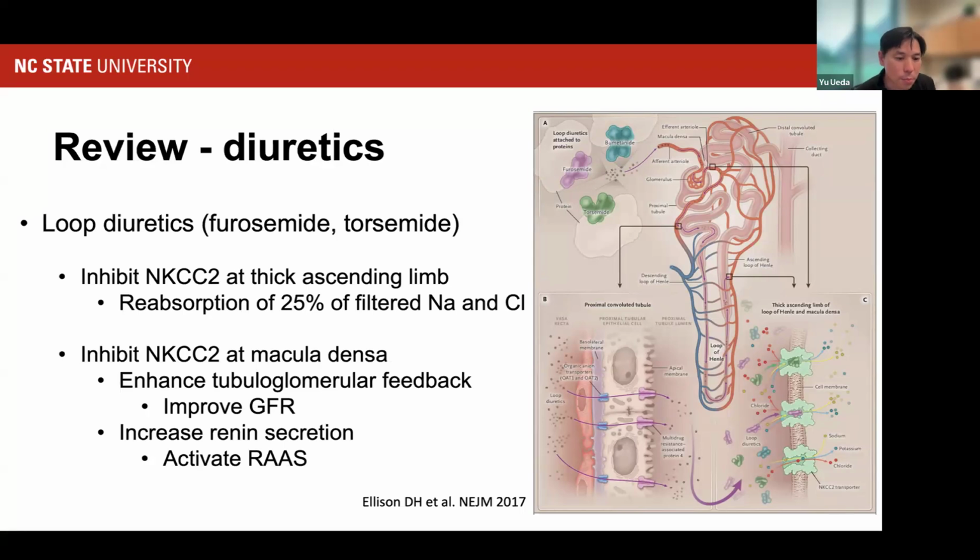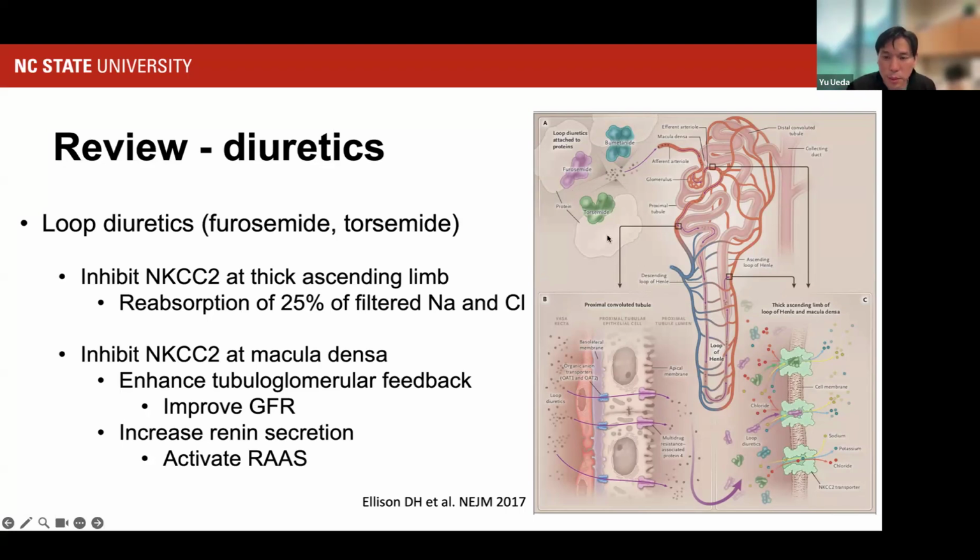These macula densa cells are important chemoreceptors sensing the sodium chloride, especially the chloride, and that enhances the tubuloglomerular feedback system, especially when there is a decreased GFR. A decrease in the sodium chloride sensed by the cells improves the GFR. But the activation of this system also increases renin secretion from the juxtaglomerular granule cells, which activates RAAS, the renin-angiotensin-aldosterone system.